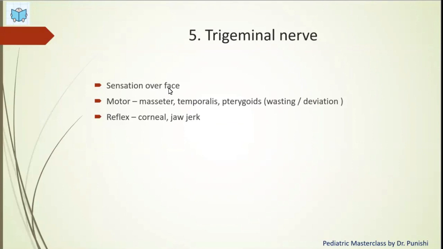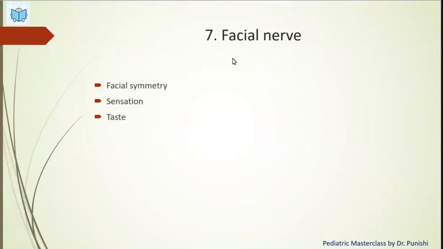So trigeminal nerve, sensations over the face. For motor assessment, you look at the muscles of mastication and corneal and jaw jerk. So again, sensation of the face might not be possible in younger kids or those who have impaired mentation, but you can always do your reflexes. Facial nerve, you look for facial symmetry, sensation, and taste. Now again, facial nerve examination is something that I don't want to go into detail because I'm assuming everybody knows. And there will be a different video where I'll only be talking about CNS examination. So I will cover all of that in that video.